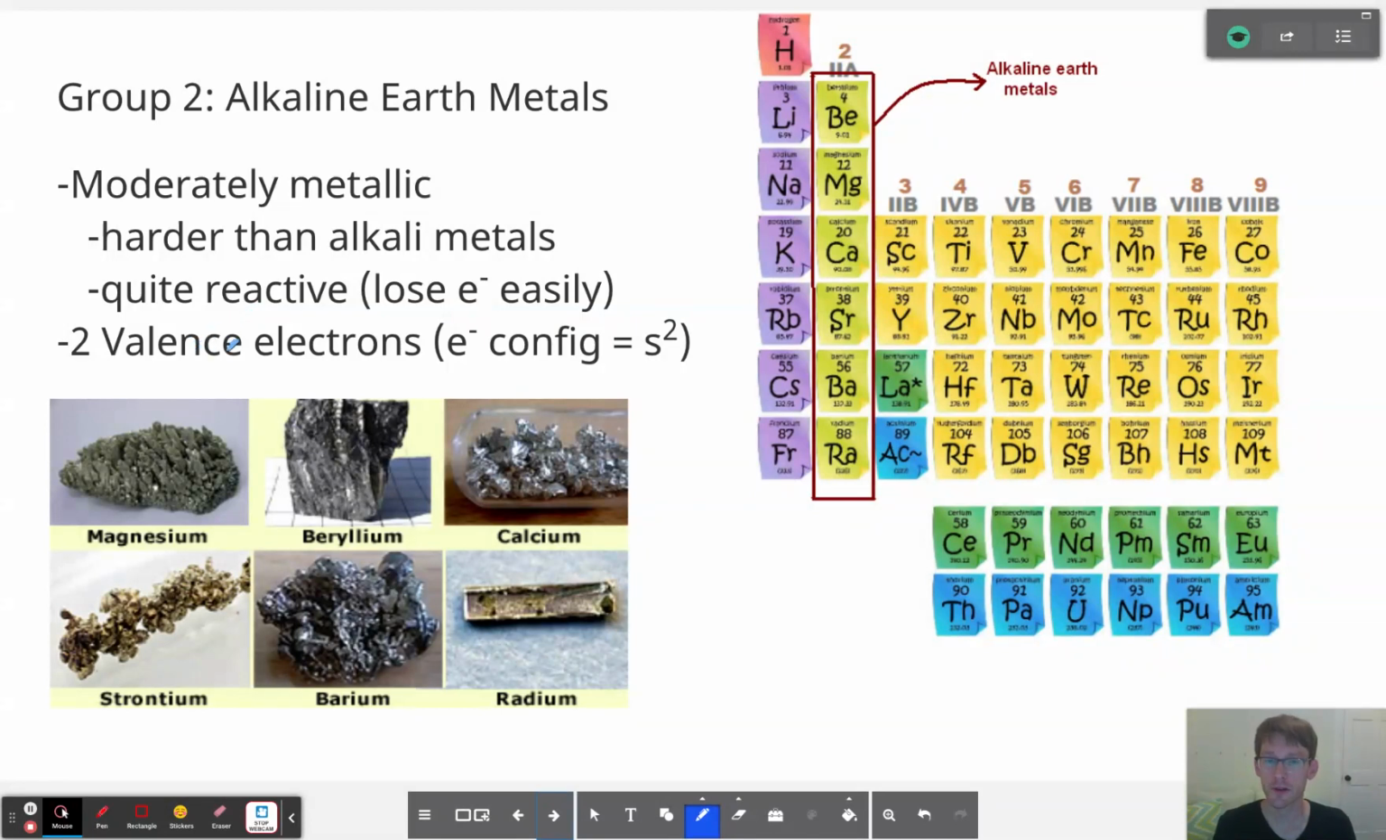And their valence electron configuration ends in s2. So beryllium would be 2s2, et cetera. Just looking at these samples, they perhaps look a little bit less metallic than the alkali metals, like magnesium perhaps. As you go down, they look a little bit more metallic, like barium definitely looks a little bit more like a metal, and it definitely behaves like a metal in its other properties aside from its appearance.